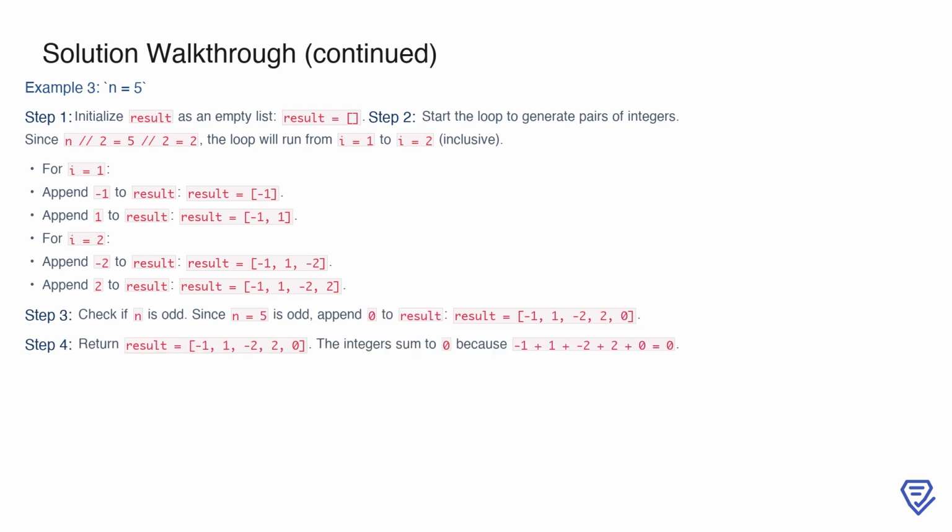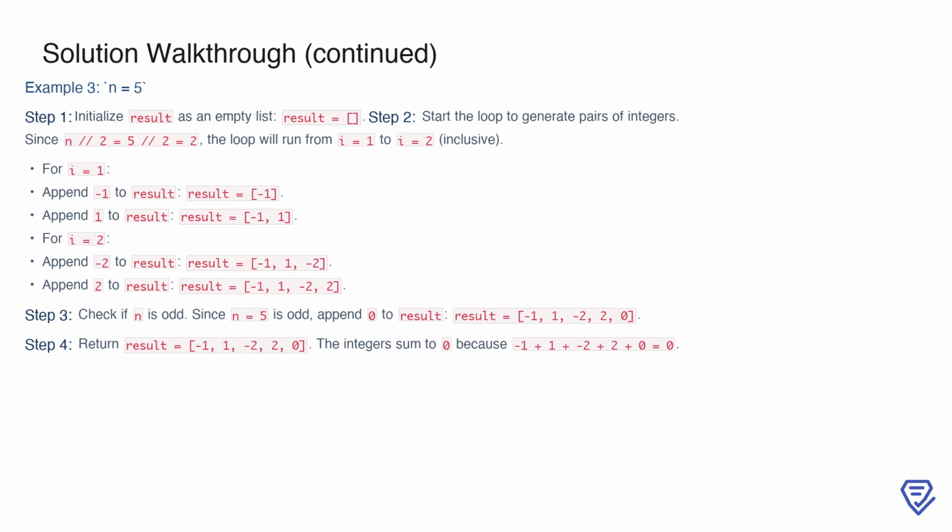Next, we consider the example where n equals 5. Once again, we start by initializing result as an empty list. Since n divided by 2 equals 2, the loop will run from i equals 1 to 2. For i equals 1, we append the integers -1 and 1, making result equal to [-1, 1]. Then, for i equals 2, we append -2 and 2, updating result to [-1, 1, -2, 2].